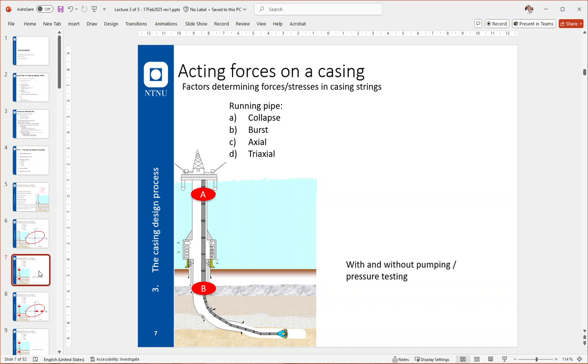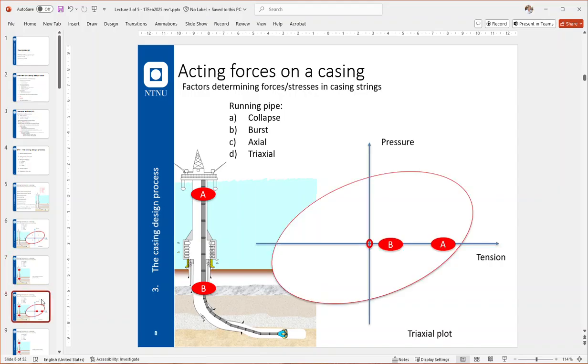Let's look at point A and point B on this hanging pipe. And we can look at them with or without pumping or pressure testing. In our triaxial plot, this is how it will look. Basically with no pressure, we see that the pressure is 0.